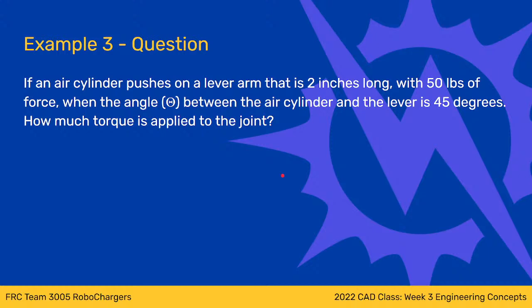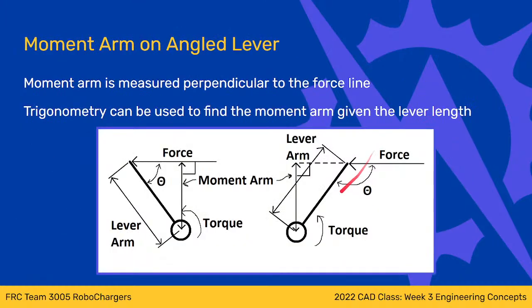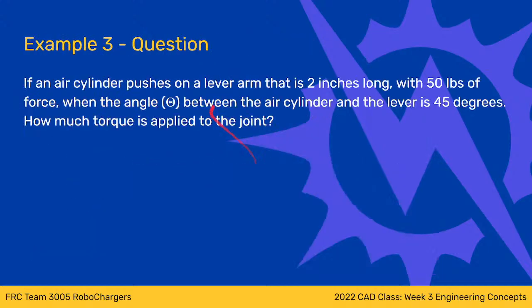If we have an air cylinder and we have a little lever arm on our robot that's 2 inches long, and let's say the air cylinder has 50 pounds of force, and there's a 45-degree angle between the air cylinder and the lever. And that's like this case, right? This is 45 degrees, got an air cylinder here pushing with 50 pounds of force, and this lever arm is 2 inches long. That's what we've got here.